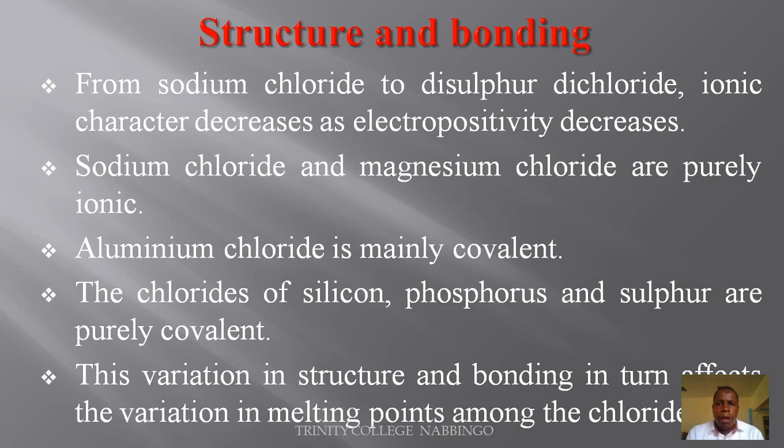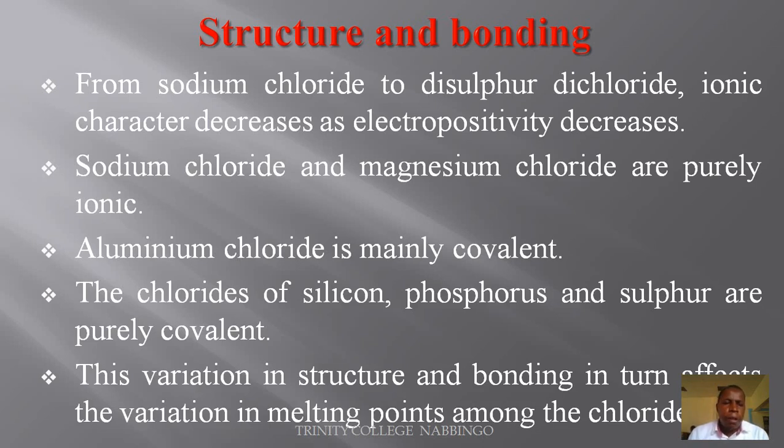If we go into the details of this structure and bonding, from sodium chloride to disulfur dichloride, there's a tendency to move from ionic character towards the tendency to form covalent chlorides. The reason is, first of all, the decrease in electropositivity. There is less tendency for the elements to donate electrons for bonding. So as you move from sodium towards the right of the period, electropositivity decreases. Sodium chloride is the most ionic, followed by magnesium chloride, and then aluminium chloride is mainly covalent. It's not ionic, though aluminium is a metal.